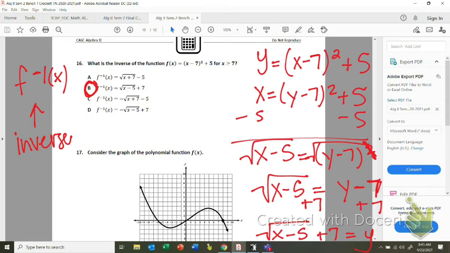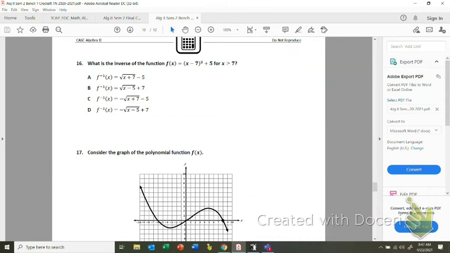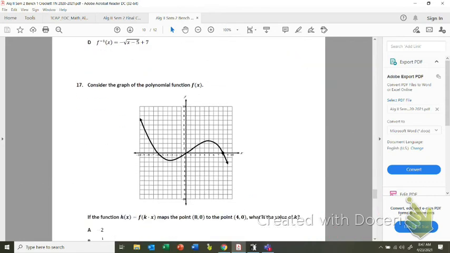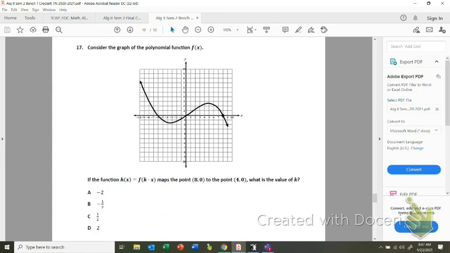All right, number 17. I'm quite certain number 17 is also pretty easy. All right, we've got a function on the graph, and it is f of x, okay? We are trying to make an h of x. To make an h of x, what are we doing with this k and f of x? We're multiplying, right? So we got 2 points. The first point is 8, 0. Second point is 4, 0.